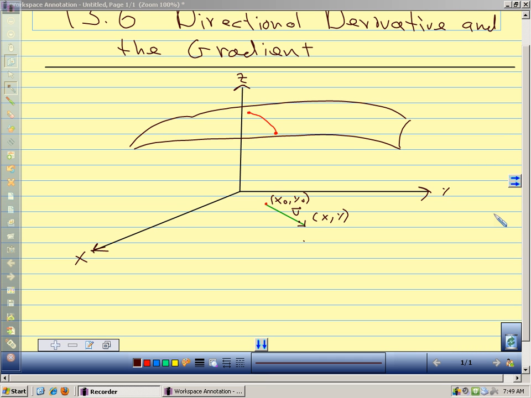And our partial derivatives are a special case of the directional derivative, because the direction we're looking at is in the y direction or in the x direction. So that's what we're going after today. So let's call this surface, this is some function f of xy.